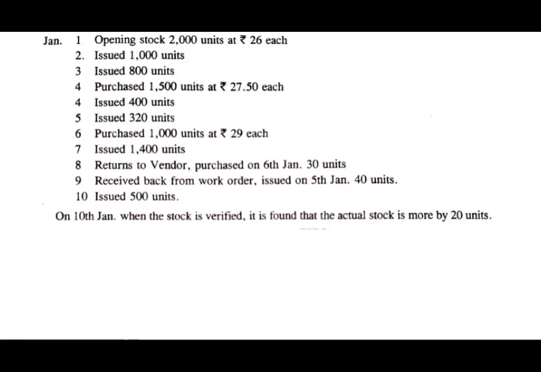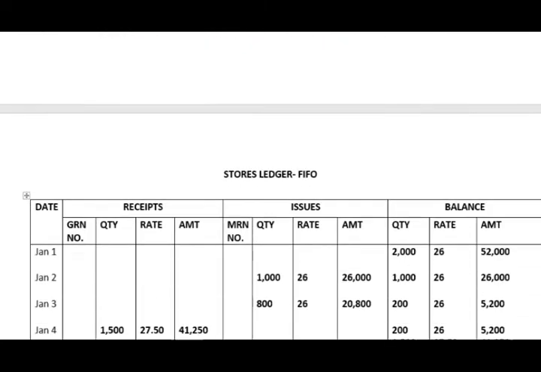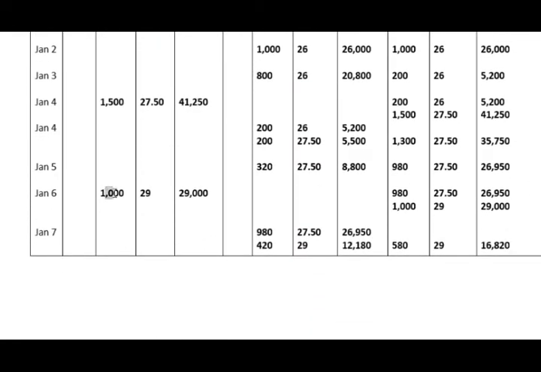The next transaction is an important adjustment. Returns to vendor purchased on 6th January, 30 units. As you can see, on January 6th, we purchased 1000 units. Out of the 1000 units purchased, maybe due to some defective materials or some other problem, we are returning 30 units back to whom? The supplier or vendor. So on 6th, we've recorded a transaction of 1000 at the rate of 29,000.